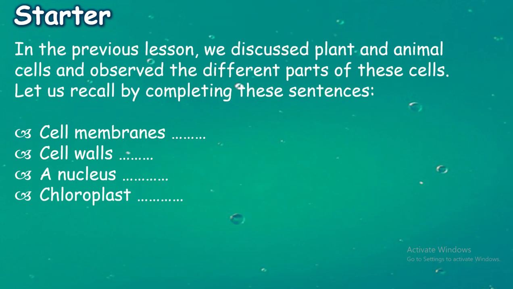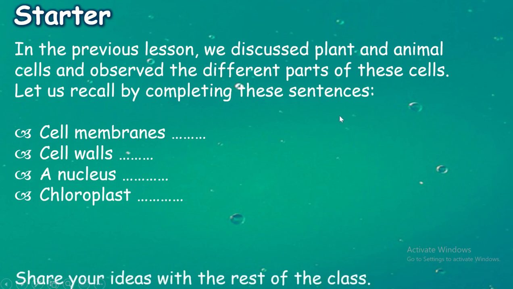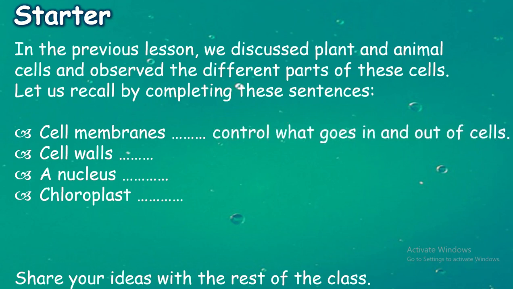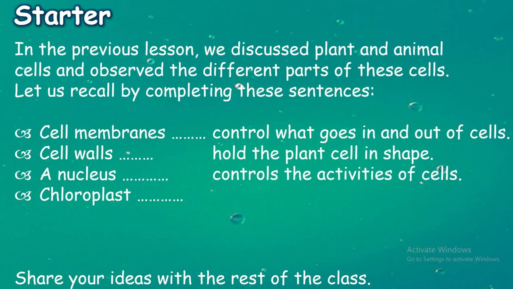In the last lesson we discussed plant cells and animal cells. So from that lesson recall your learnings and complete these sentences. Cell membrane, what does it do? This is a class discussion. You have to complete it yourself. So the cell membrane controls what goes in and out of the cell. Cell wall holds the plant cell in shape. Nucleus controls all the activities of the cell.